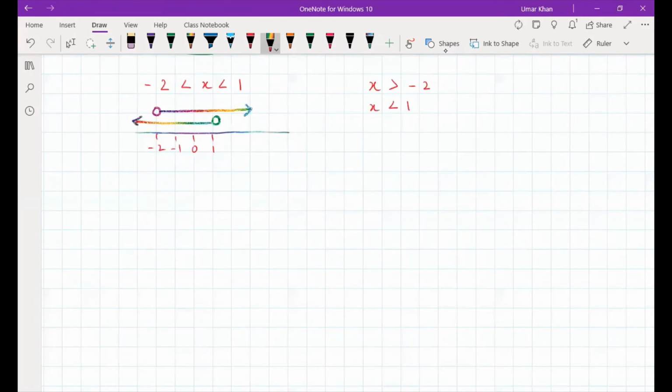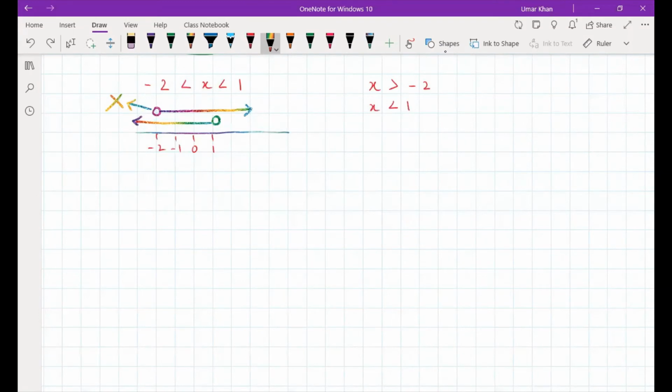You can see that I did not color my dots over here. Why? Because this number is not included. If, for example, the question had greater than or equal to, or less than or equal to, in that case I would have shaded these circles because that would mean that these are included. Now, since they're not included, I am not shading them. Okay, let me just cancel it out.